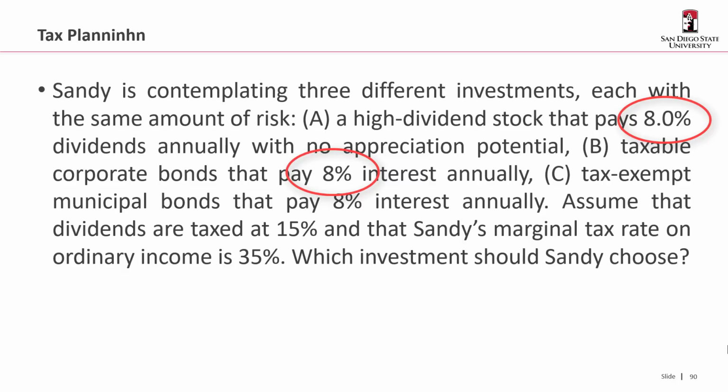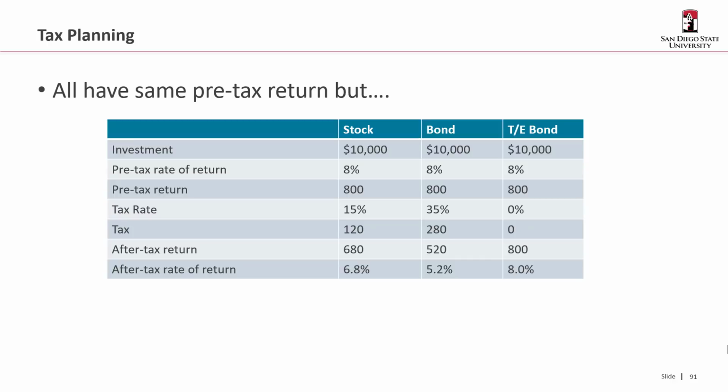And she could also invest in tax-exempt municipal bonds that pay 8% interest annually. So if we assume dividends are taxed at 15%, and that Sandy's marginal tax rate on ordinary income is 35%, which investment should Sandy choose? And it's a pretty straightforward calculation.